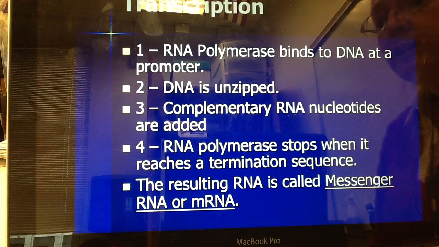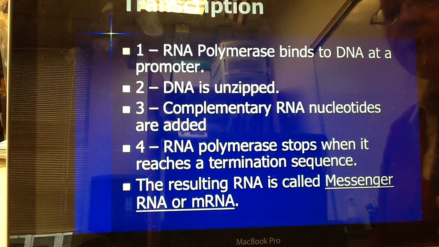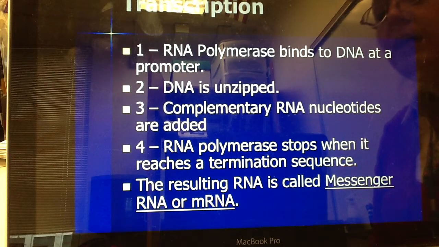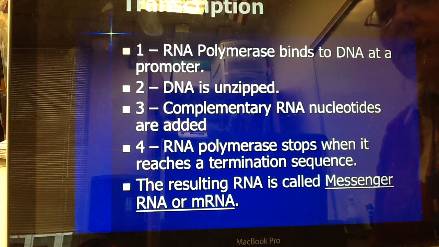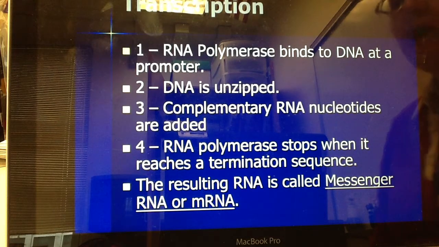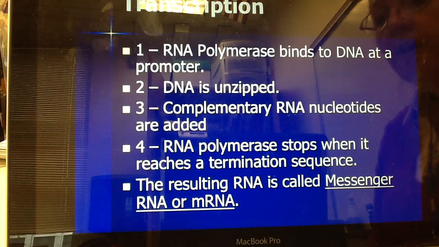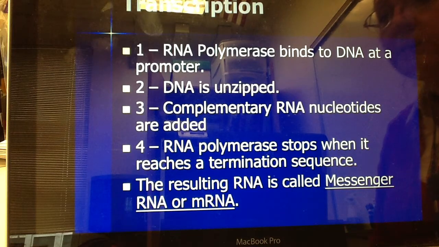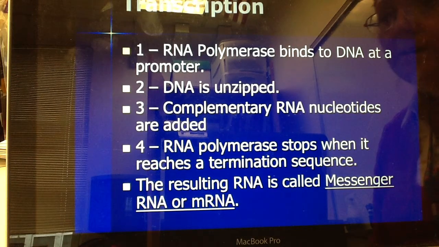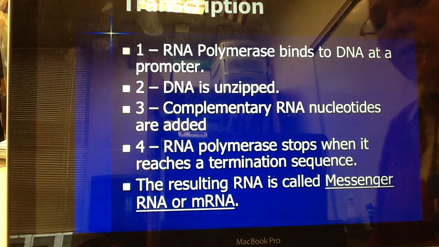In transcription, there are 4 steps that we're going to talk about. RNA polymerase binds to DNA at the promoter. It just means that that's where it starts copying. DNA is unzipped. Complementary DNA nucleotides are added. The RNA polymerase stops when it reaches a termination sequence, and you will see these when we are doing our cow genetics. The resulting RNA is called a messenger RNA, or mRNA.